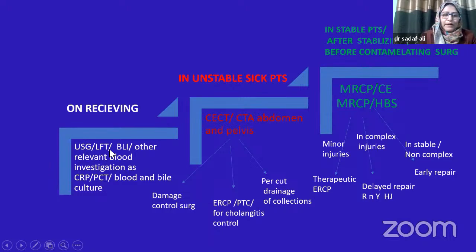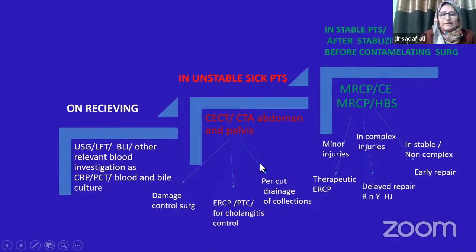So to put it up in one slide, on receiving the patient, we have to do an ultrasound, LFT, baseline investigation, other relevant blood investigations like CRP, PCT, and blood and bile culture of the aspirate. In unstable patients, you should go first for a CT scan, a CT angio, if your radiologist is available. And it's good that you do it in their presence and you don't give two contrasts to a single patient and read it retrospectively.